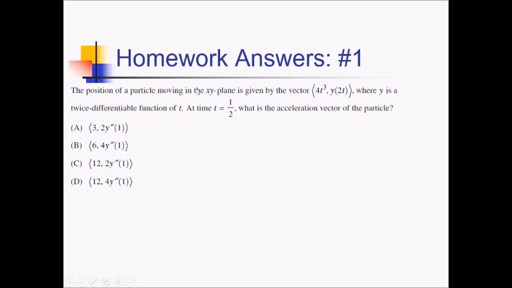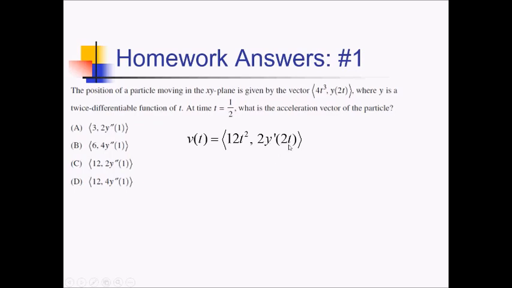Well, we've got position. That means we need to go two derivatives to get to acceleration. So let's start with the derivative of 4t cubed. This is going to be v we're figuring out here. So this is going to be 12t squared for that first component, basically x prime of t. And then for this next one, I don't know what y really does, but I can use the chain rule on this. So this is going to be y prime of 2t times a tail of 2. So 2y prime of 2t.